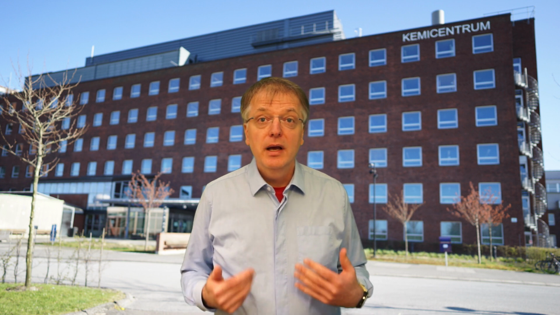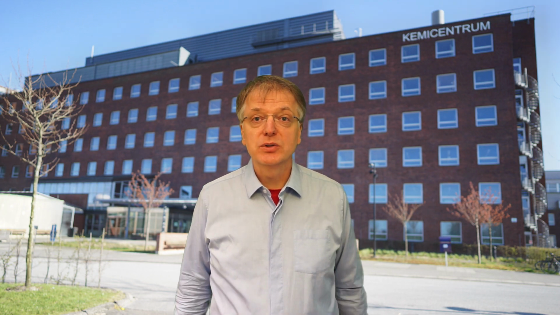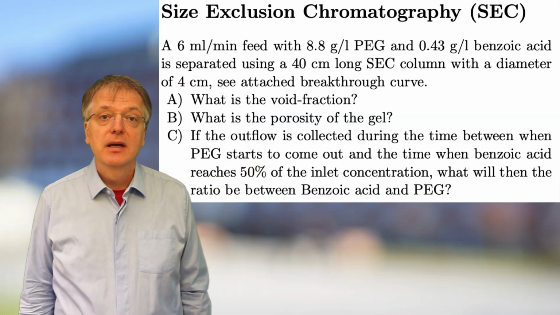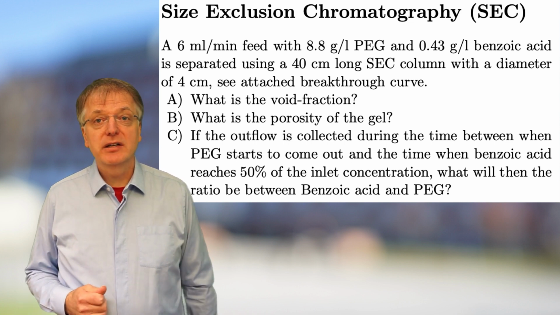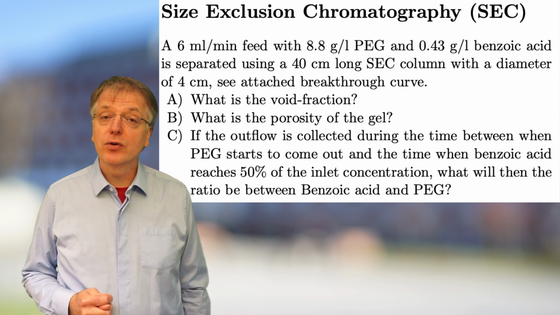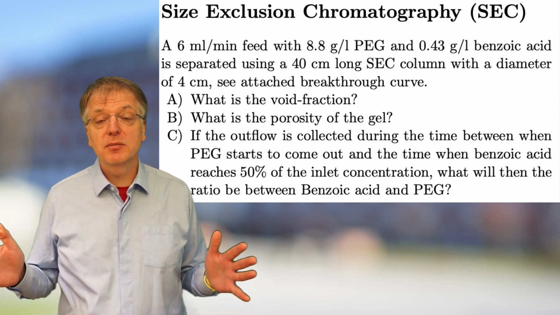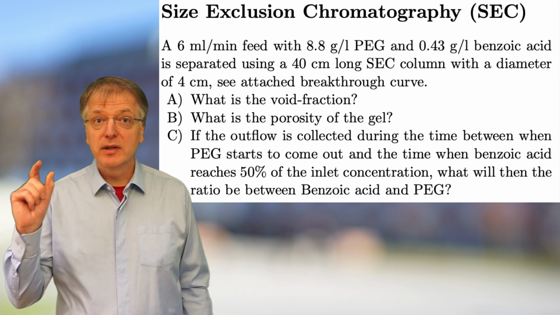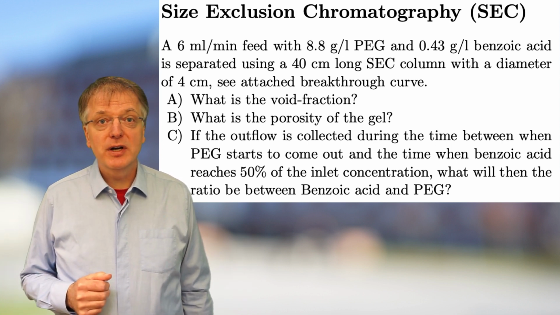In this video, I will give some hints towards solving an exercise based on real experimental data for size exclusion chromatography, SEC. A 6 mL per minute feed containing 8.8 gram per liter of PEG and 0.43 gram per liter of benzoic acid is separated using a 40 cm long SEC column with a diameter of 4 cm. A. What is the void fraction?